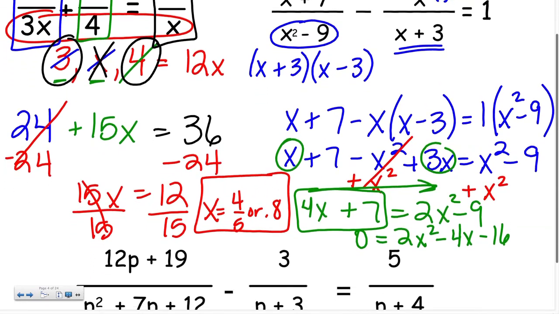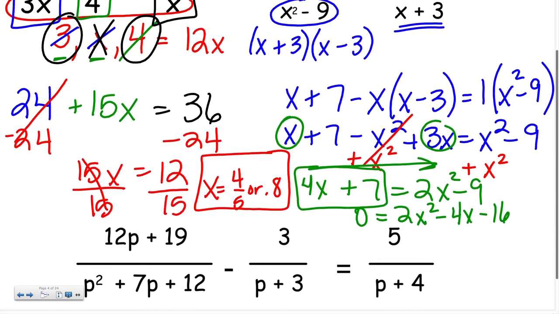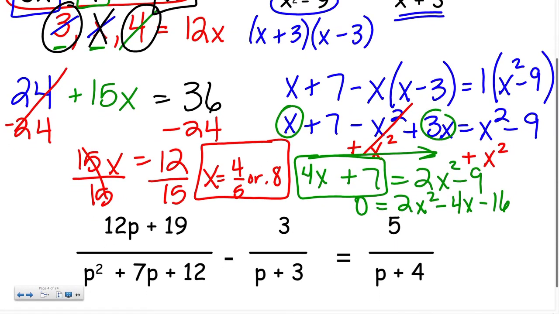Now, we've got a trinomial. So first thing we need to be thinking is x method. Well, with this x method, it's going to be a little bit different because we've got a 2x squared instead of just an x squared. So the first thing I'm going to check for is to see if I have a common denominator.